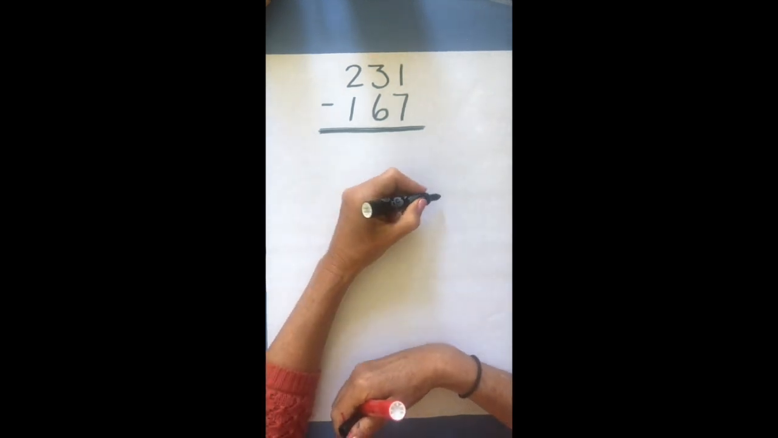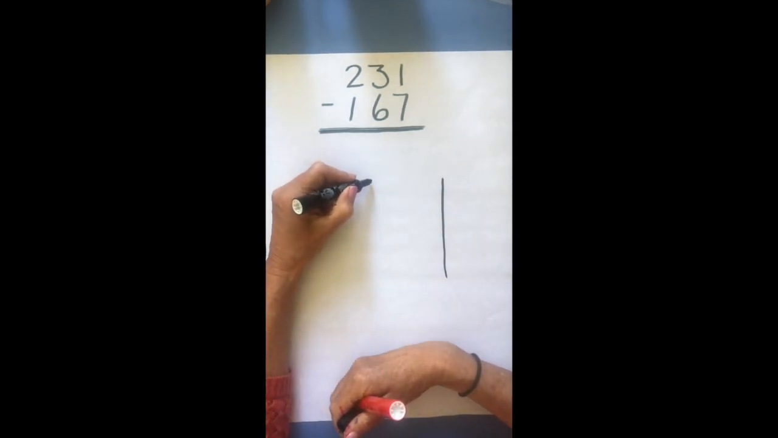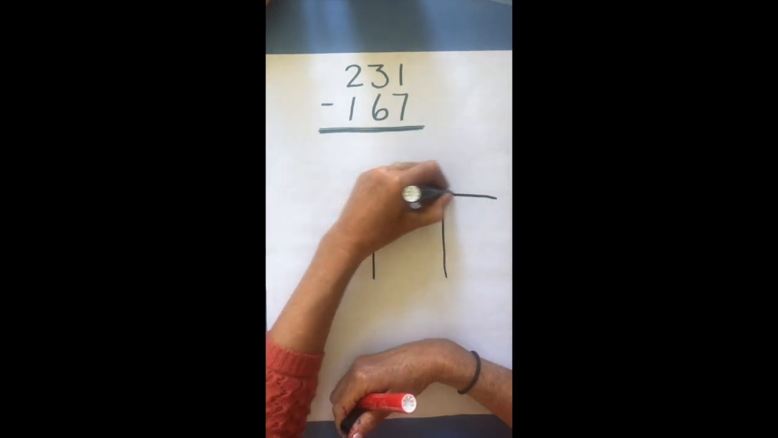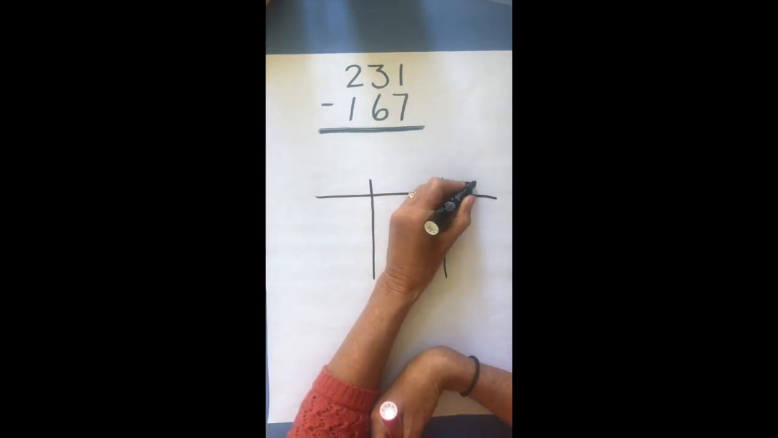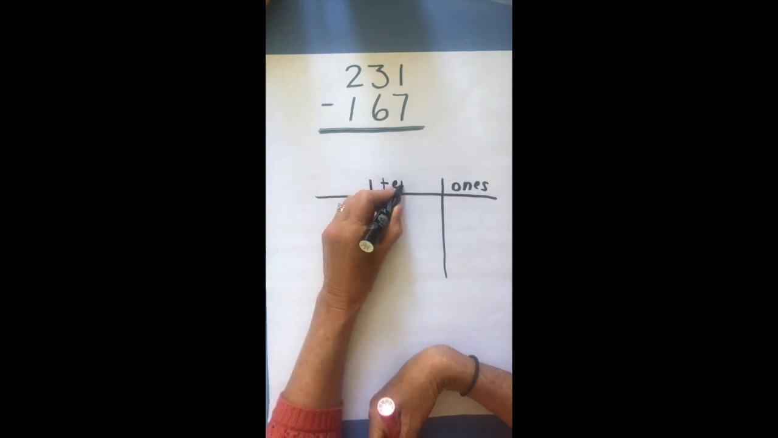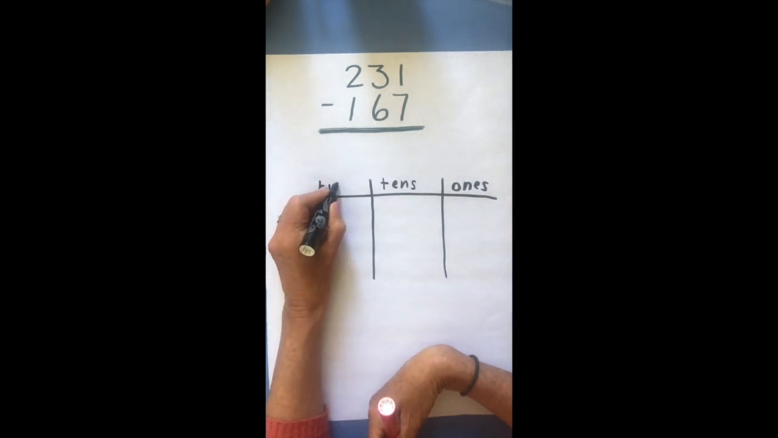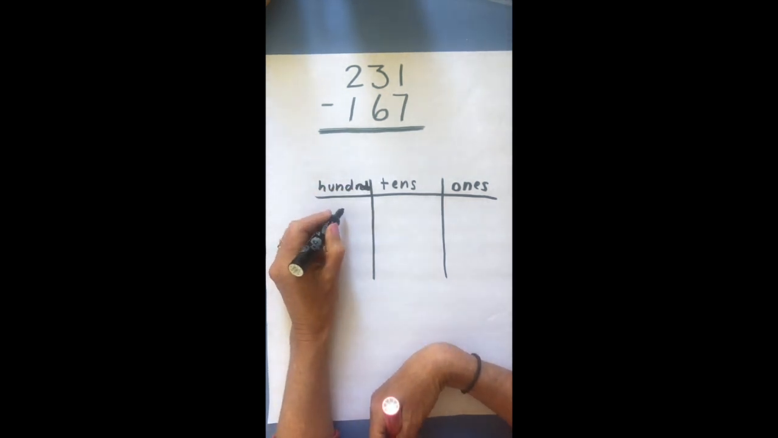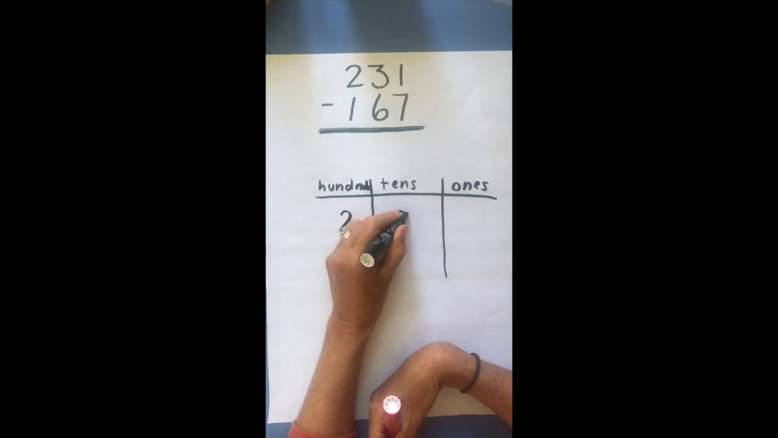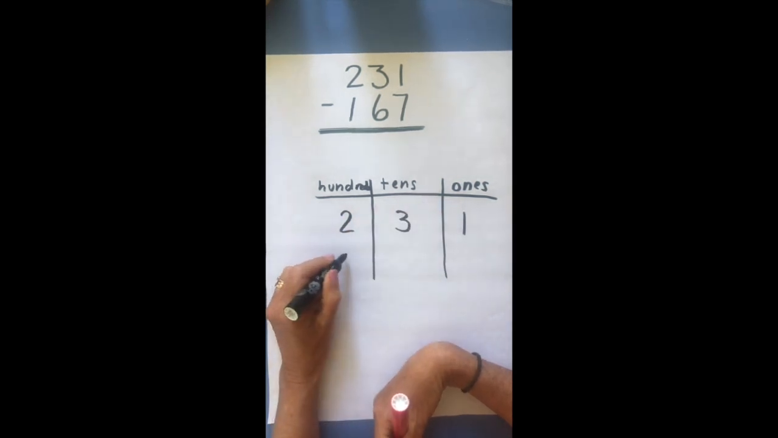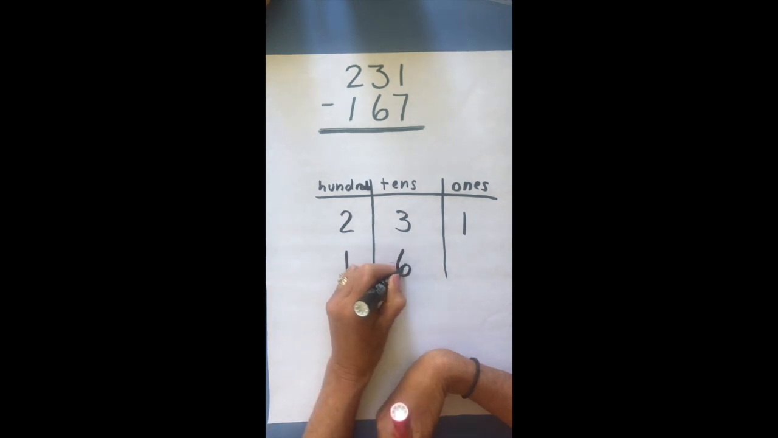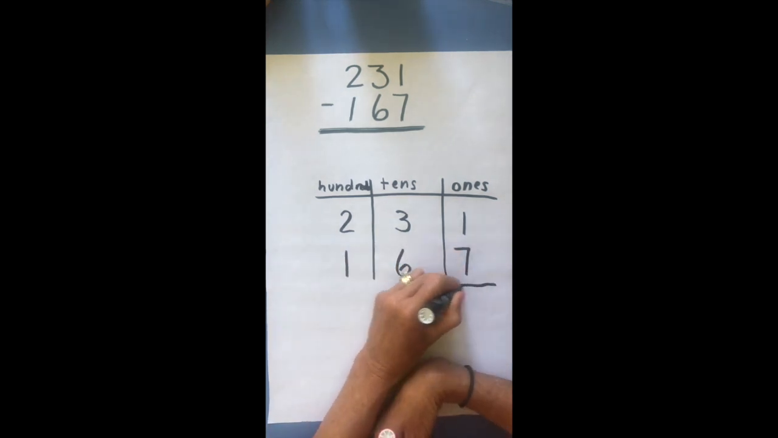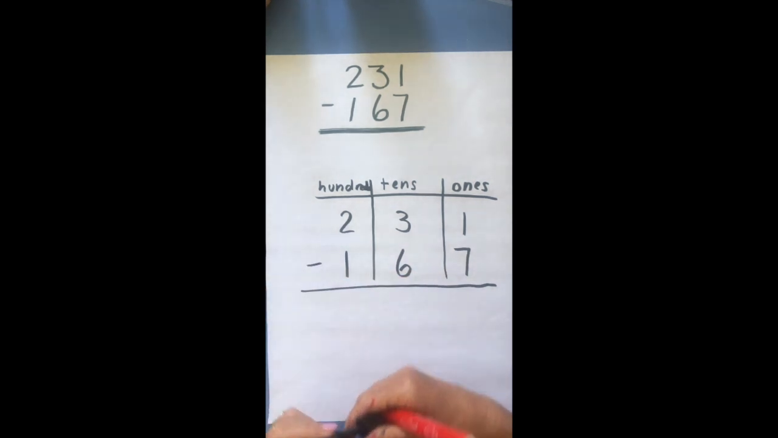Well, let's say you want to do this the traditional way. Again, I always draw the place value chart. You just find it's kind of more fun. It makes it look like a picture. Ones, tens, hundreds. Now for this, I'm going to put 231. And I'm also going to put the 167 because I don't have the nice manipulatives to show me taking away.